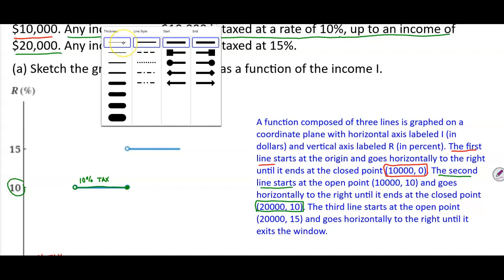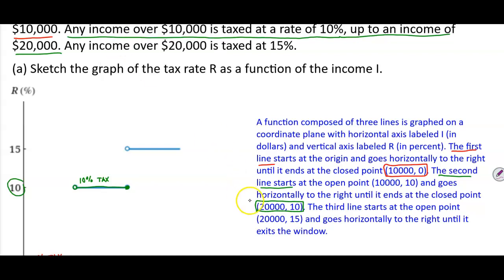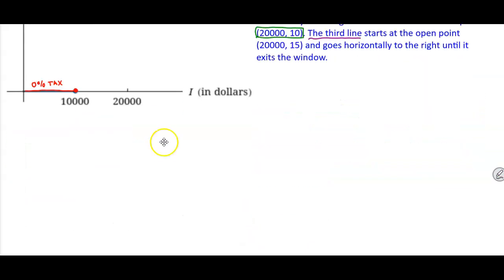Now we want to take a look at the third line. Any income that's over $20,000 is taxed at 15%, so it goes horizontally to the right until it exits the window. So here's our 15%. We do not tax it at 20,000, but anything above that 20,000 is going to be taxed at 15%. And therefore this represents the first part of the graph.